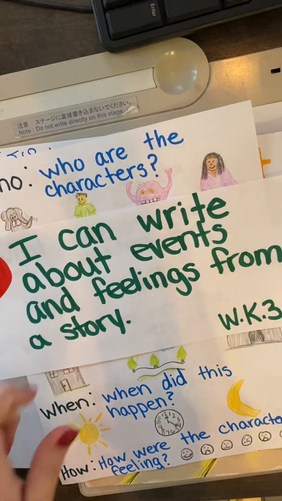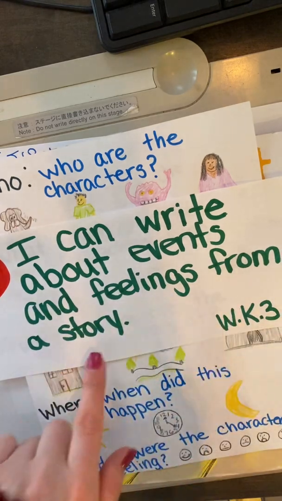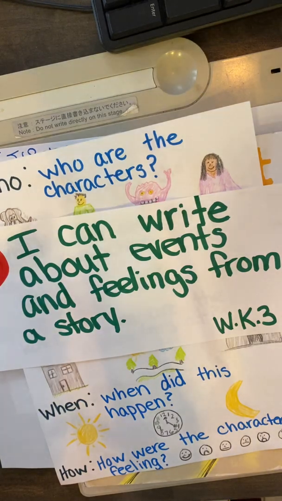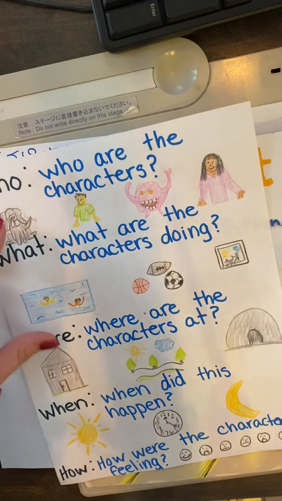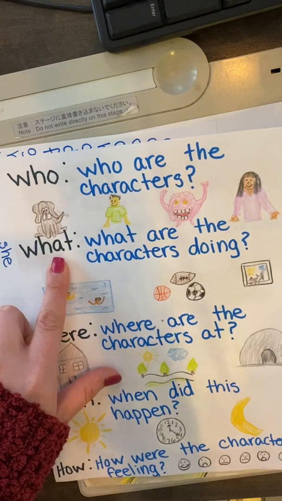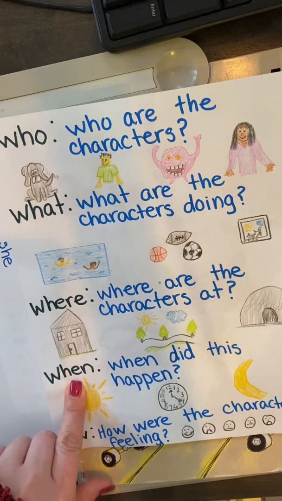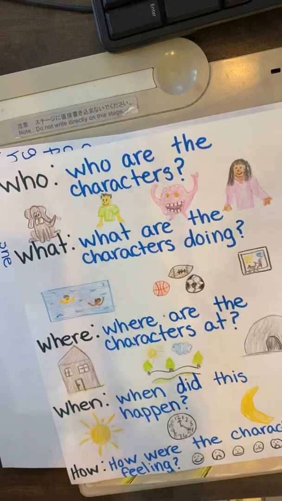All right, our learning target today is I can write about events and feelings from a story. You guys started this yesterday with Mrs. Miller, and you did a lot of writing. You wrote about the who the characters were, the what the characters were doing, the where the characters were at, the when did it happen, and the how are the characters feeling. You wrote about all of that yesterday. We are going to do the exact same thing today. We're going to write about all of these things.